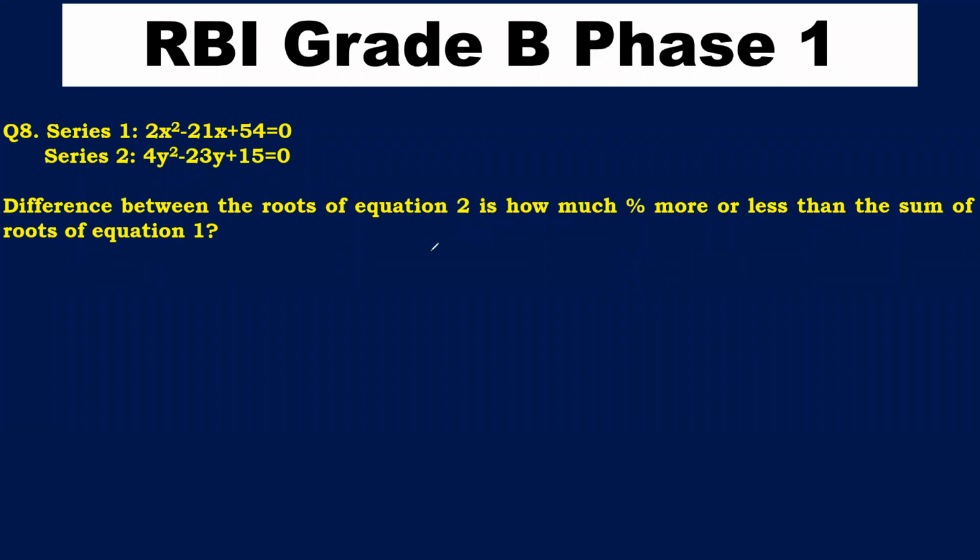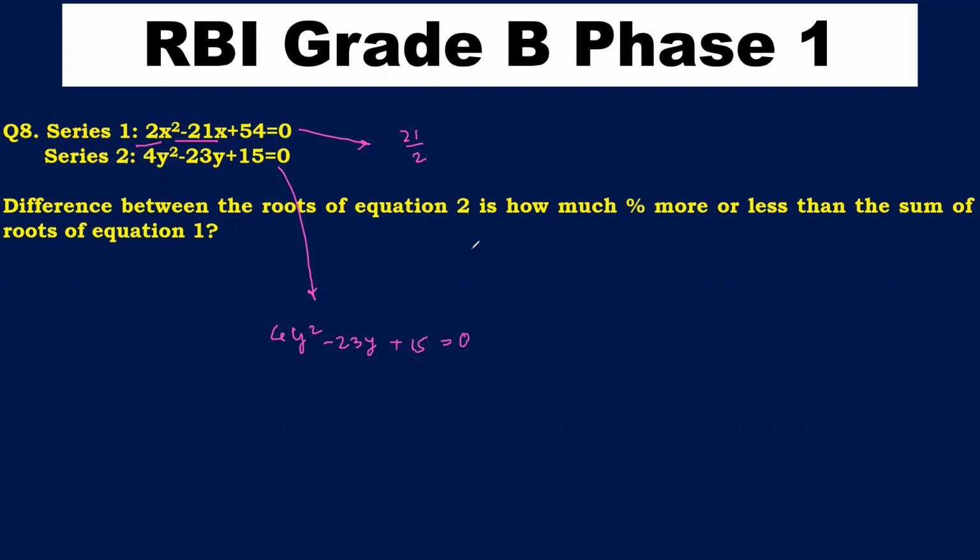The difference between the roots of equation 2 is how much percent more or less than the sum of roots of equation 1. So for equation 1, the sum of roots will be minus b by a, that is 21 by 2. This will be the sum of roots in the first equation. In the second equation, they are asking for the difference of the roots. So we'll have to calculate the roots. And we can easily.